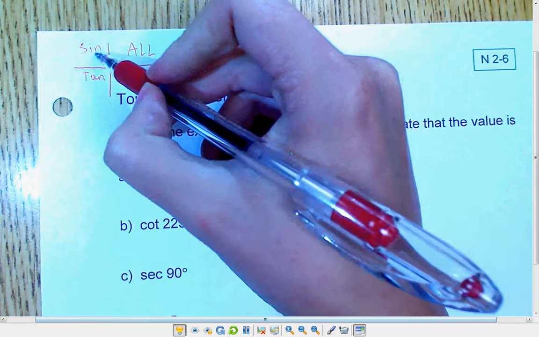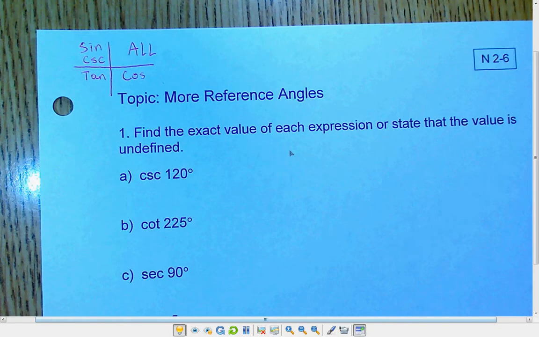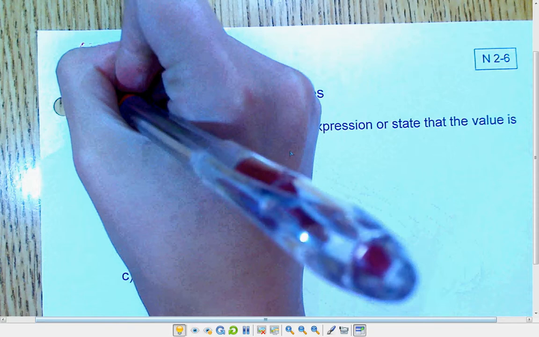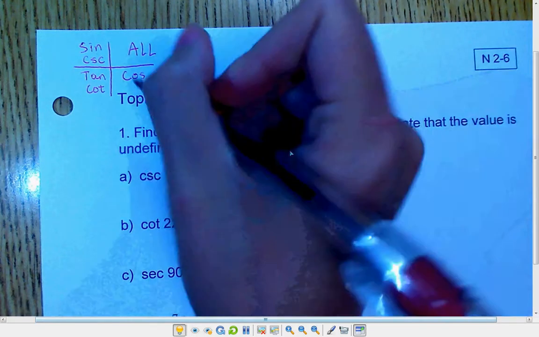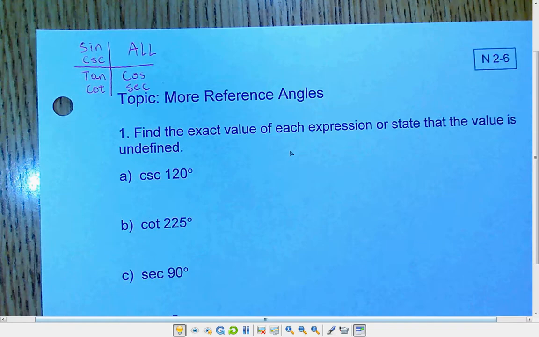So if sine is positive, that means its reciprocal, cosecant, is also positive. If tangent is positive, cotangent is also positive. And if cosine is positive, then secant, its reciprocal, is also positive.